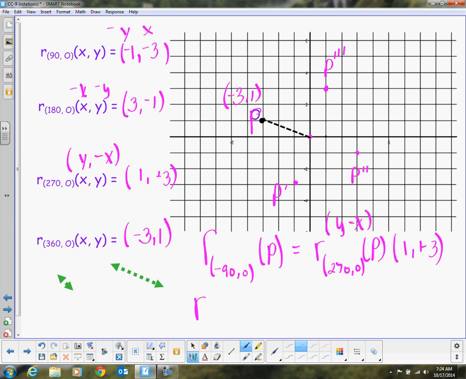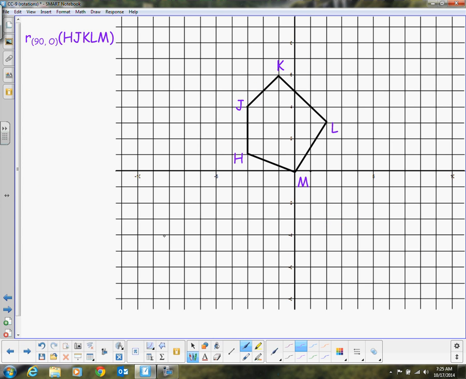So if I want a rotation of a negative 270 about the origin of point P, then what is that the same as? Positive 90. So what do we do for a positive 90? We switch the x's and the y's, and we take the opposite of which one? The first one. All right. So now we should be able to rotate this 90 degrees. The way you're going to rotate this 90 degrees is you're going to find the coordinates of H, M, L, K, and J.